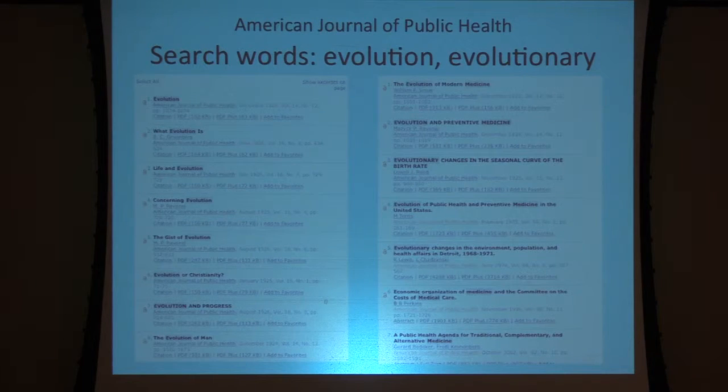Now, I'm jumping forward to a quick search that I did in the American Journal of Public Health with keywords of evolution and evolutionary. As you may or may not be able to see from these slides, all of the articles are from the 1920s or 1940s, so not recent literature at all. And if they're not from the 1920s or 1940s, they are using the word evolution as another word for change or transition.